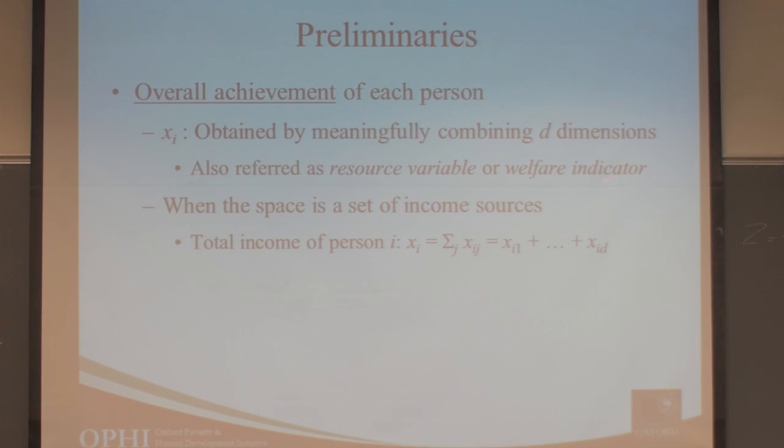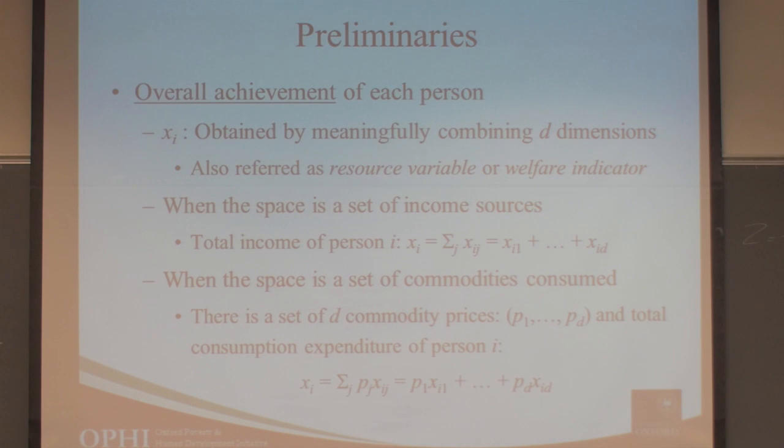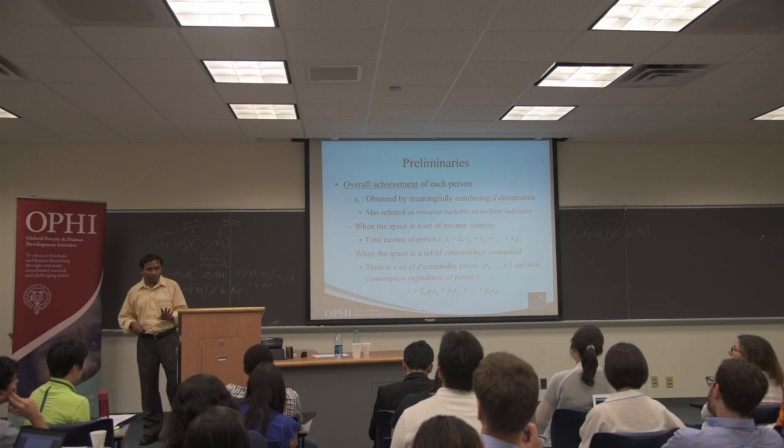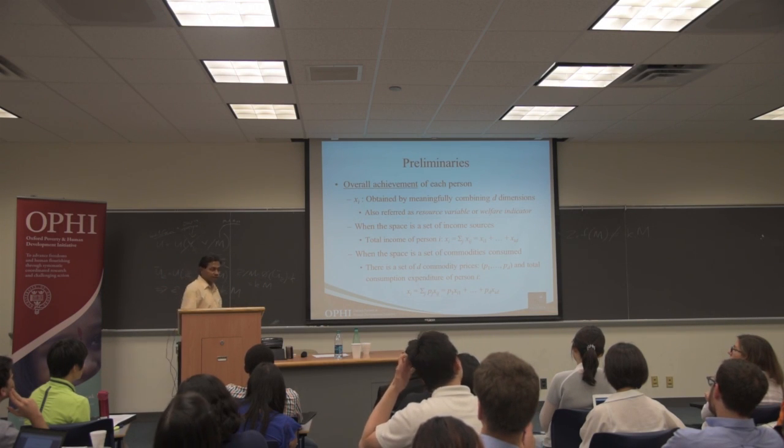When the space is a set of income sources, such as income from labor, income from capital, income from wage earning, and so on, if you have different categories of income, you can simply sum them up to get the overall income. And when it is a space of commodities consumed, you can again use the price vector to get the welfare aggregate as the total consumption expenditure. But of course, for that, your price has to exist. If it doesn't exist, we cannot meaningfully aggregate.